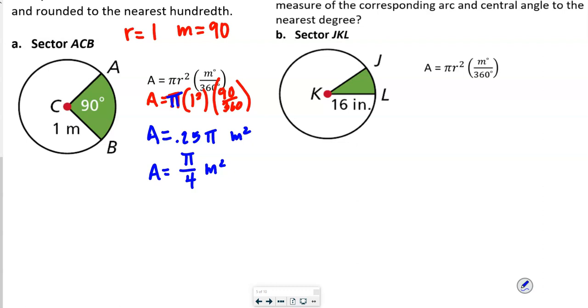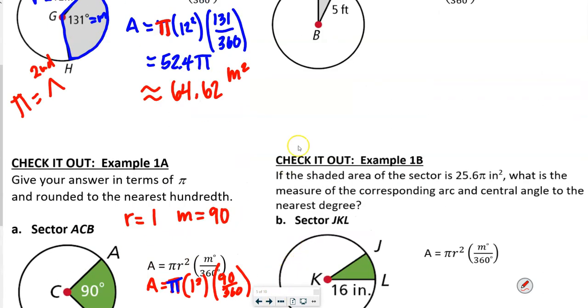Okay. So then we're going to multiply 0.25 by pi. And when we do that, we get our approximate answer. So area is approximately, whoops, I don't know why I put an equal sign there. I'm just losing it, y'all. Approximately 0.79. And again, this is meters squared. Okay.